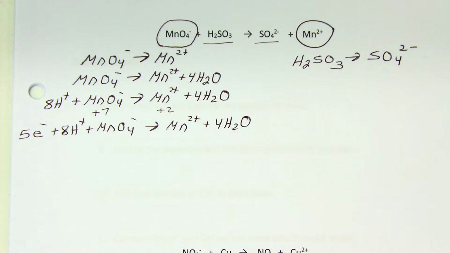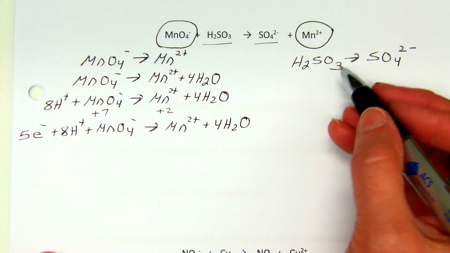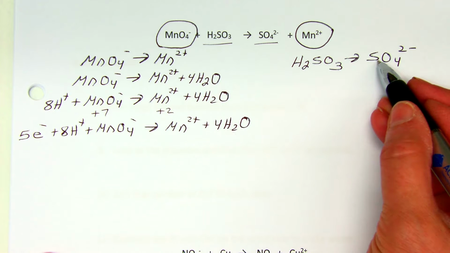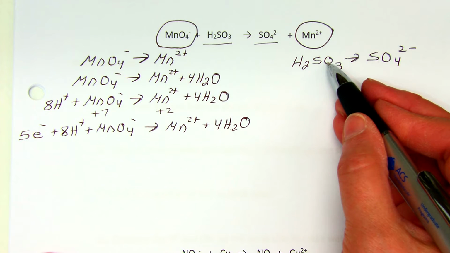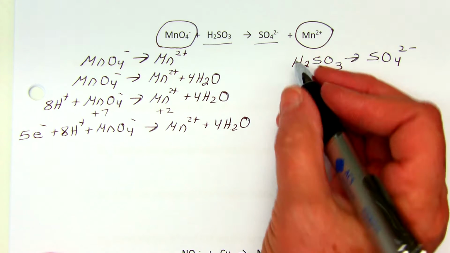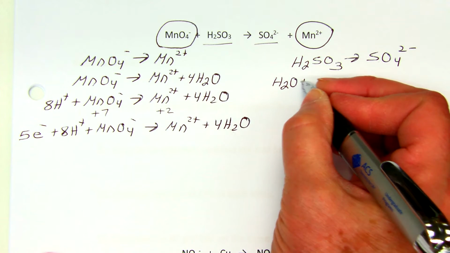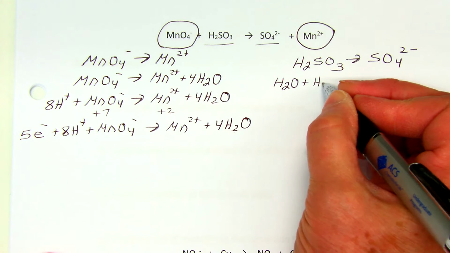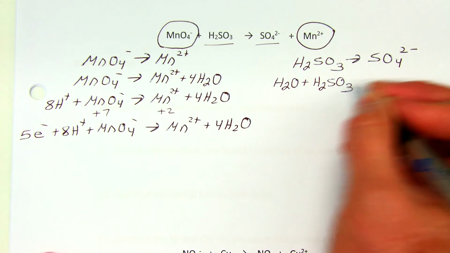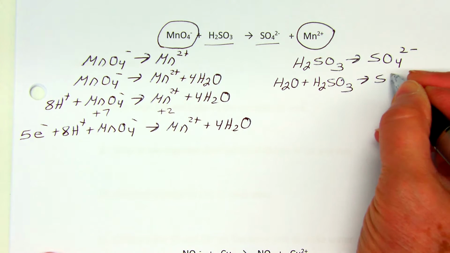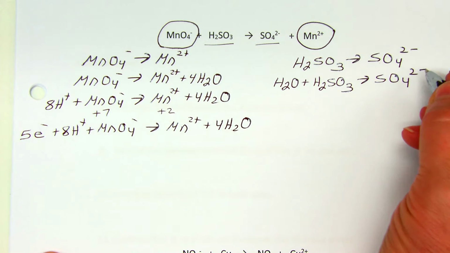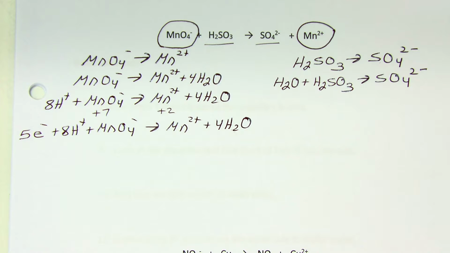Now I'll work on the sulfur half. 1 sulfur, 1 sulfur. 3 oxygens, 4 oxygens. So I add 1 water to the left-hand side where I need oxygen. So water plus sulfurous acid yields sulfate. Now I'm balanced for sulfur and oxygen.